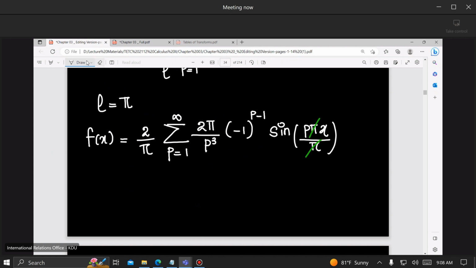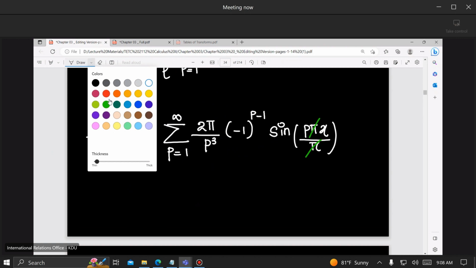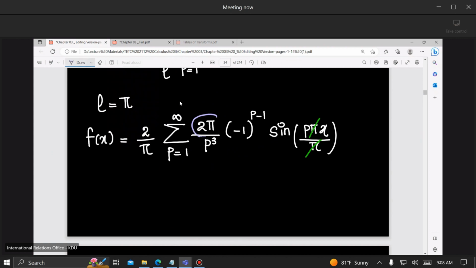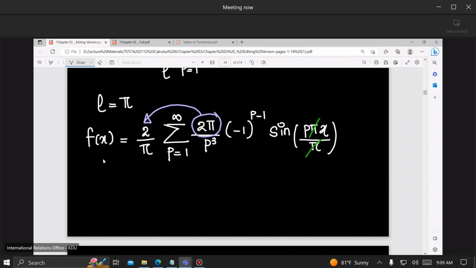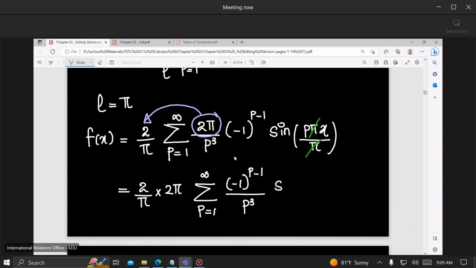So we can see that this 2 pi is a constant because it is independent from p. Then we can bring this 2 pi into the front. So we can write the expression again as 2 over 5 times 2 pi, summation p equals 1 to infinity, minus 1 to the power p minus 1 over p to the power 3, sine of p pi x.